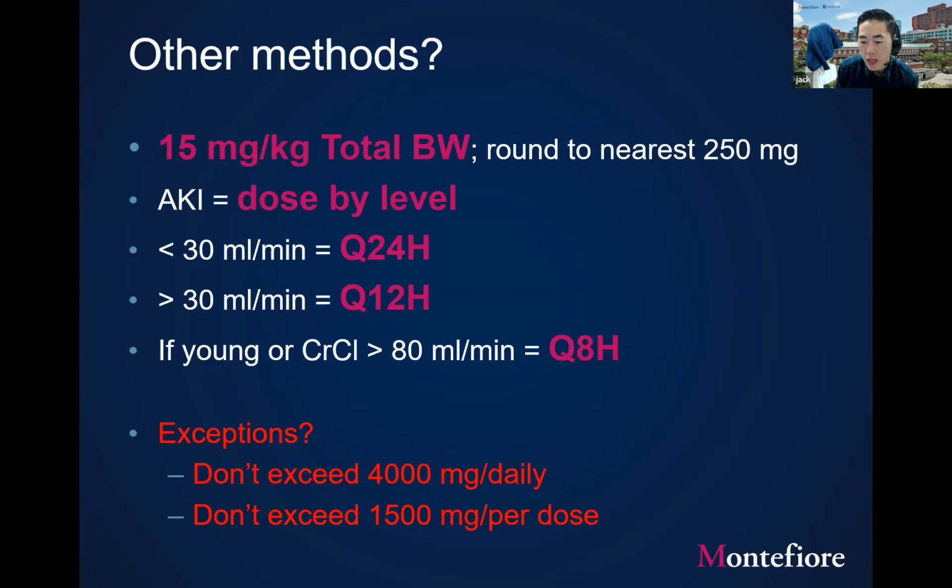The issue here with Q8, and you'll see later on, is that people accumulate really fast on Q8. So I typically cap them at Q12 unless it's something really severe. There are a few exceptions to this rule. You don't want to exceed 4 grams daily of vanc, and you don't want to exceed 1,500 milligrams per dose. So sometimes in OB, pregnant females will come in and they'll weigh a lot. The OBs will order like 2 grams Q8 or something like that, and that's incorrect. It's just too much.